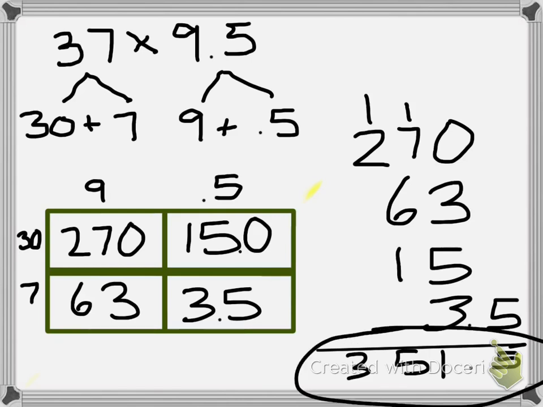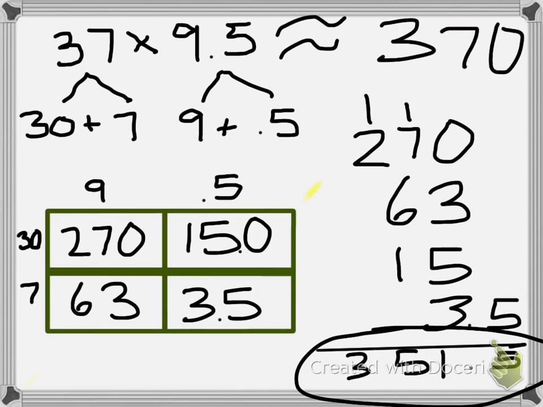Let's see if that even makes sense. This is about 37 times about 10. So our answer would be about 37 times 10, which would be about 370. And our answer was 351. Yeah, those are pretty close. Those are pretty reasonable. All right, we're going to do one more.